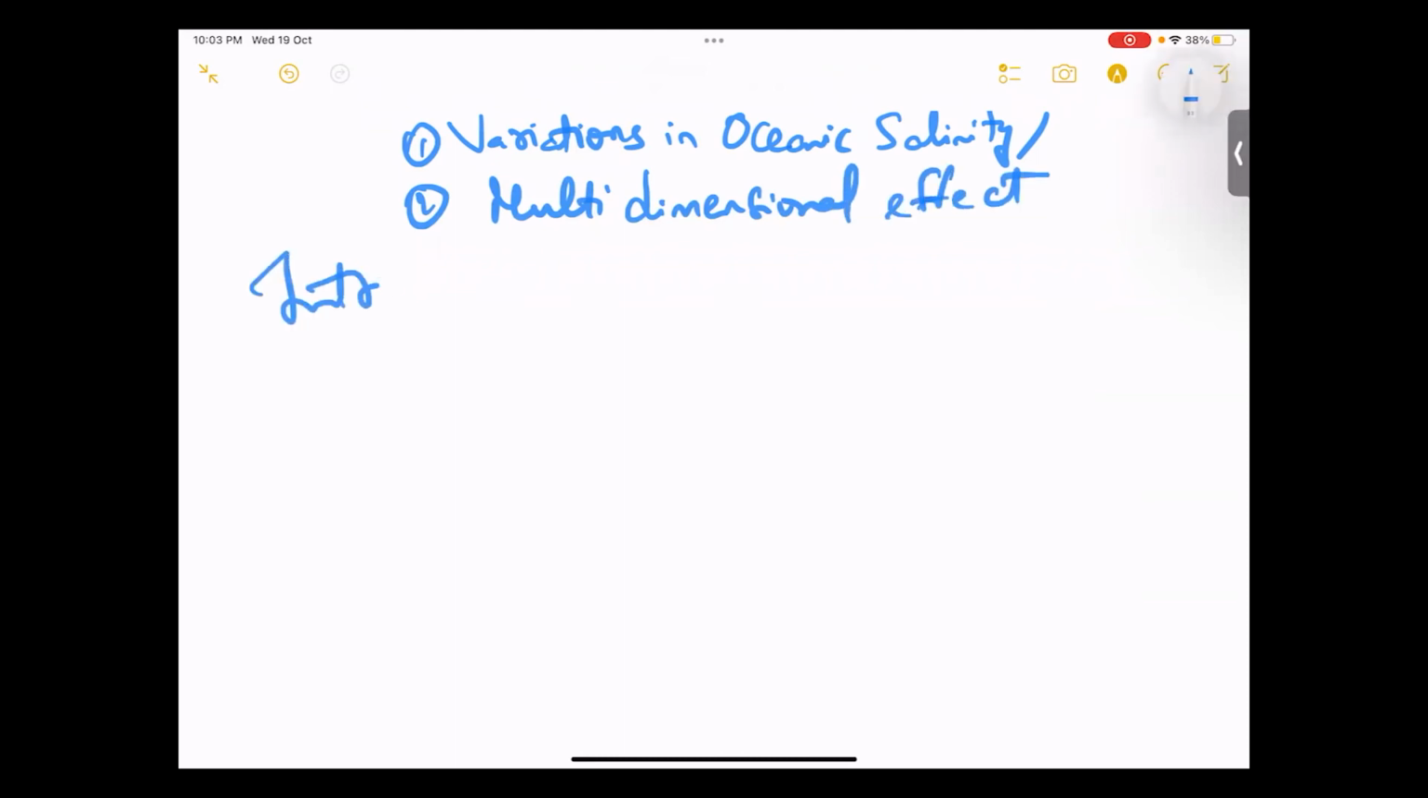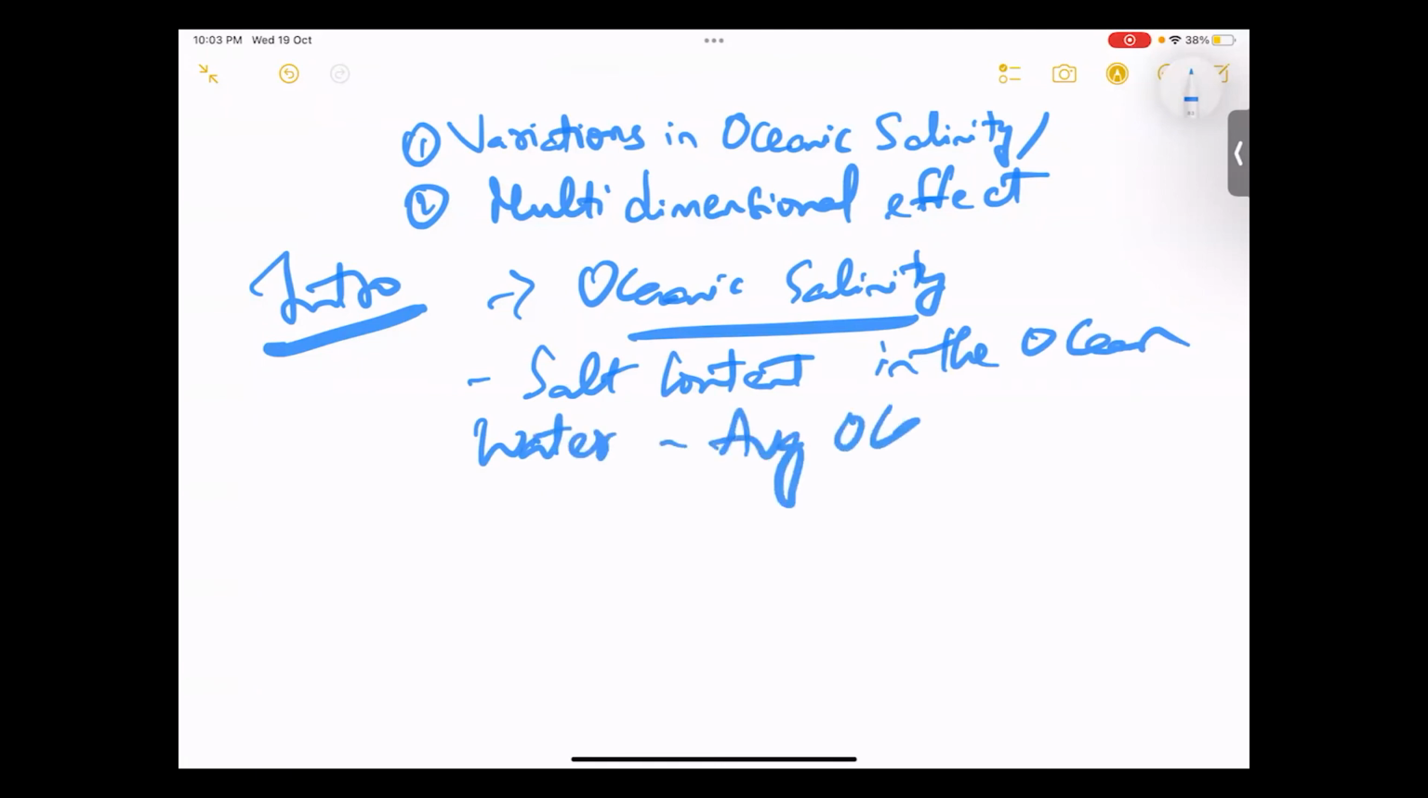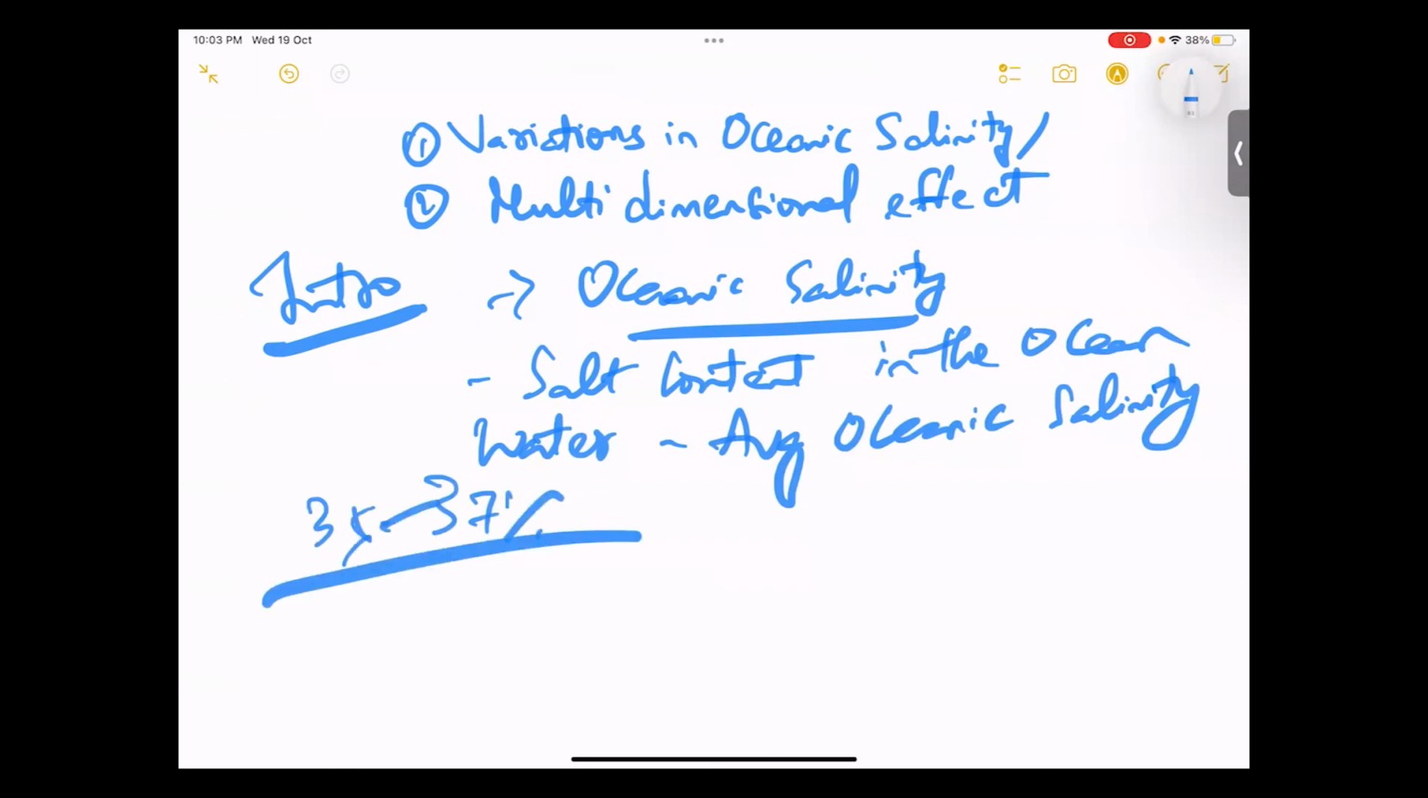So in the introduction, come straightforward to define what is oceanic salinity. It is basically the amount of salt dissolved, or salt content, in the ocean water. And you can mention the stat, the average oceanic salinity. How much is it? Anyone? 35 ppm. 35 to 37%. It is average 35 to 37%. Okay, this is the average oceanic salinity. So this is the introduction.